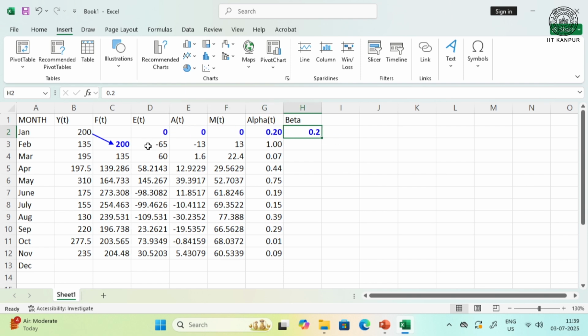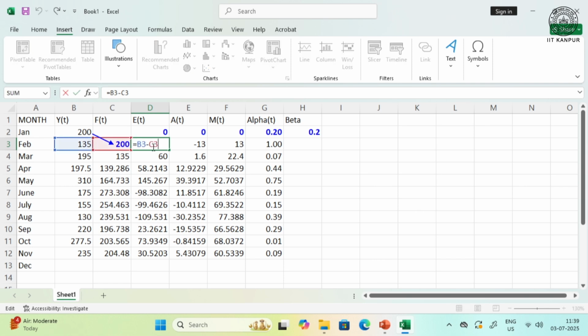Now, come to the error term. The error term for February is the difference between 135 and 200, which is the difference between cells B 3 and C 3. The value comes out to be 65.